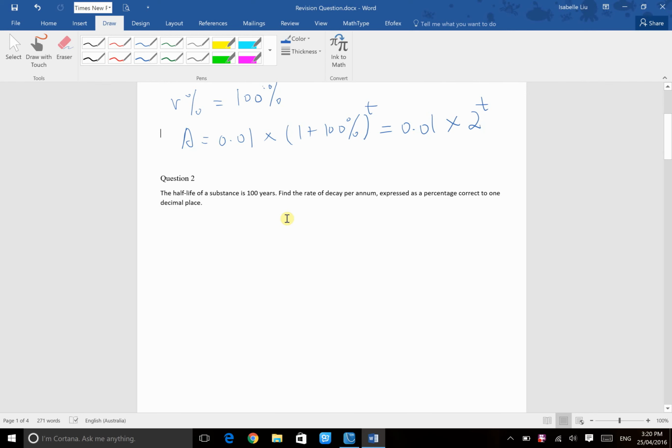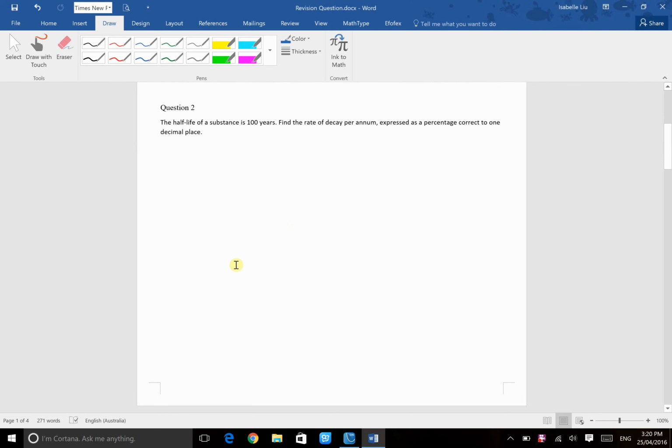Let's have a look at the second one. The half-life of a substance is 100 years. Find the rate of decay per annum, expressed as a percentage correct to one decimal place. So first of all, what is half-life? Half-life is the time it takes for something to decay to half of the original value. So now it's telling us that the half-life is 100 years.